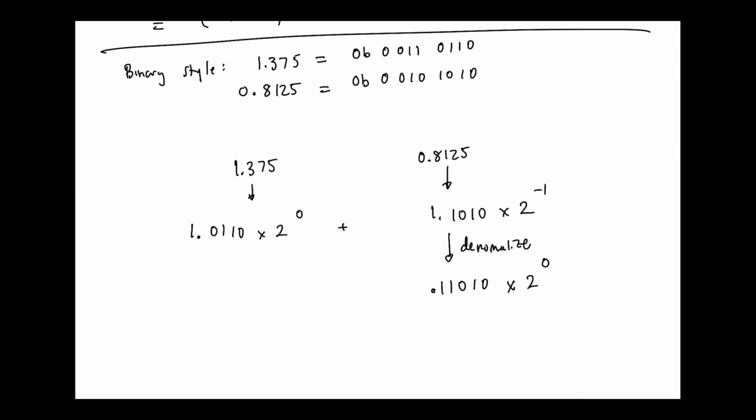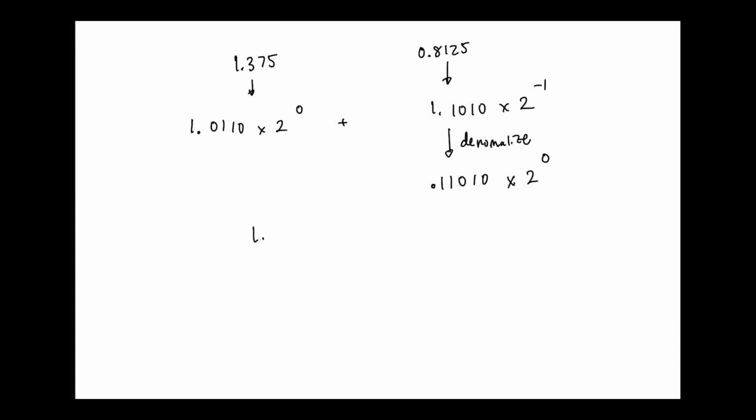Okay, so we're good up to here. Yeah? Okay, now I can do the factoring trick. So I'm going to take my two numbers, 1.0110 and 0.11010, and I'm going to add them.